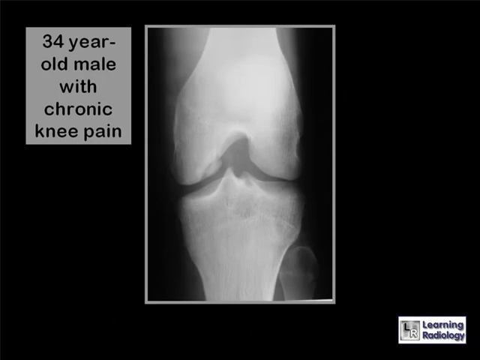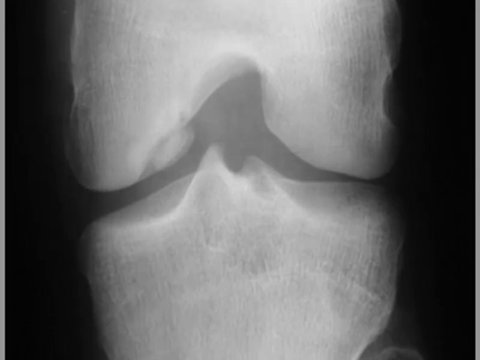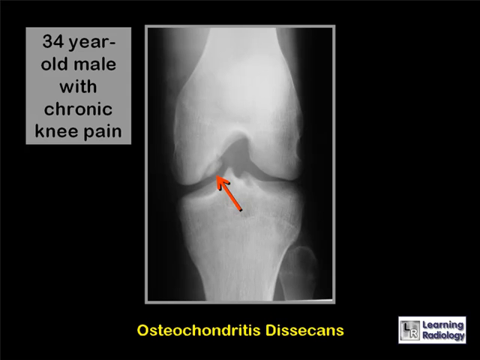This is a 34-year-old male with chronic knee pain. What do you see? The red arrow is pointing to a bony defect containing a fragment on the non-weight-bearing surface of the medial femoral condyle in a patient with osteochondritis dissecans.